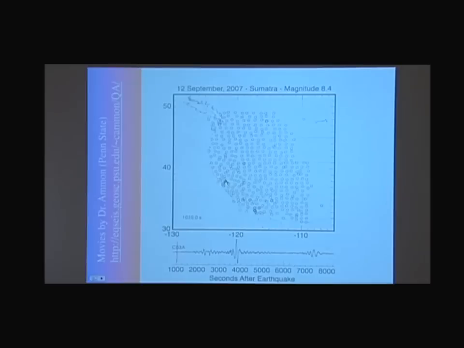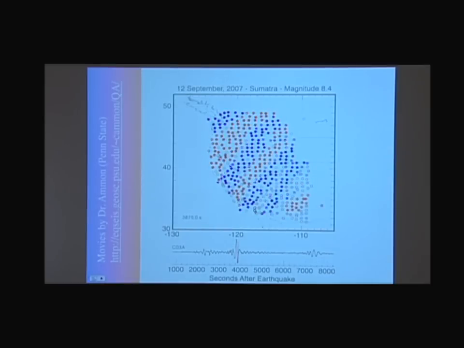Next, I'm going to demo some movies made by Dr. Chuck Ammon from Penn State. I'll start this up here. Each circle is a seismic station from the USArray, or Scope's USArray. And we're looking at an example seismogram here on the bottom. At each seismic station, when the motion goes up, it's red. When it goes down, it's blue. And you can see nice banding coming across from this 8.4 earthquake from Sumatra. And we have the larger amplitude waves coming through. Again, you can kind of see a nice banding.